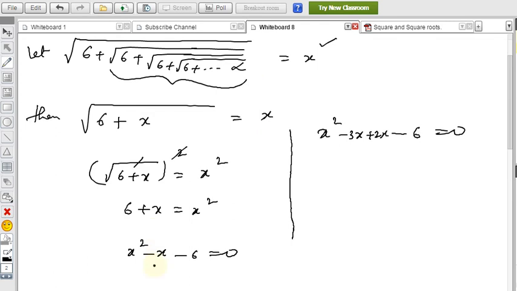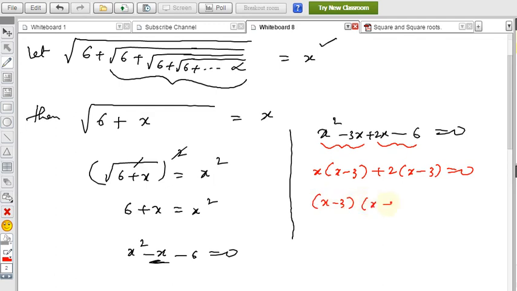x square, and minus x I split into minus 3x plus 2x. Then take the common from the first two terms and the next two terms. If you take x common, x minus 3, plus 2 common, x minus 3, is equal to 0. So this method is for finding roots of a quadratic equation. x minus 3 is common, so x minus 3 times x plus 2 is equal to 0. So x minus 3 is equal to 0 or x plus 2 is equal to 0. So x is equal to 3 or x is equal to minus 2.